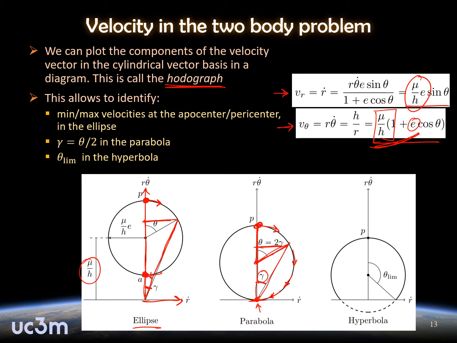And finally, in the case of the hyperbola, the center of your circle is actually in this way. The circle intersects with the horizontal axis, and the intersections with the horizontal axis give you the position of the asymptotes. Those asymptotes are associated with this value of the true anomaly, as we have seen before, and here in this diagram they are also shown again.